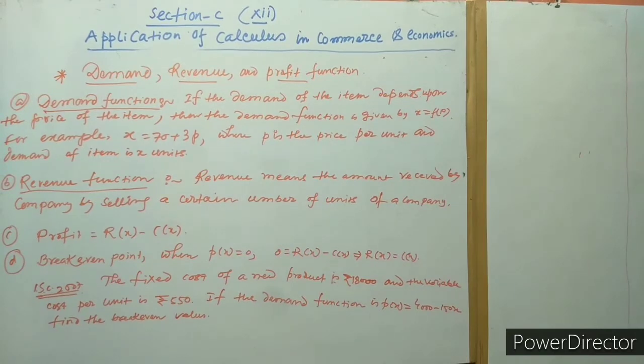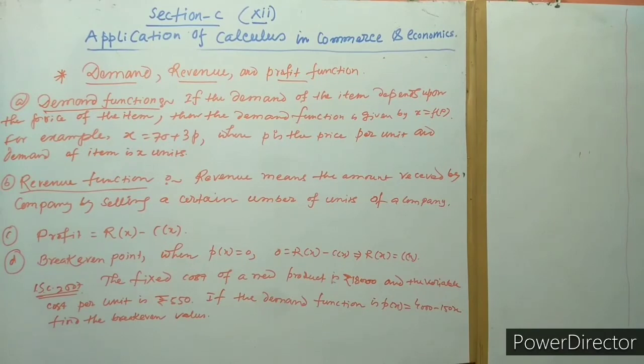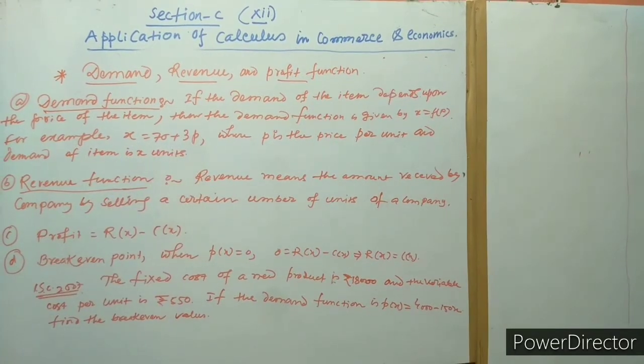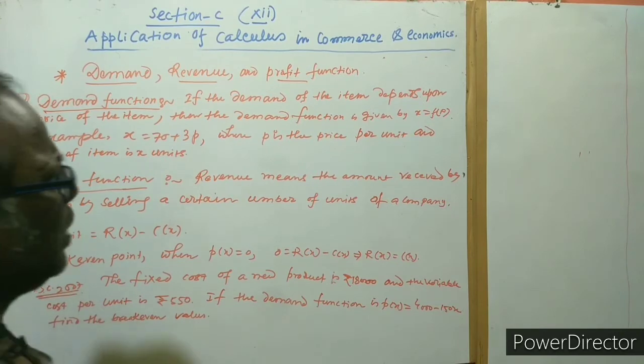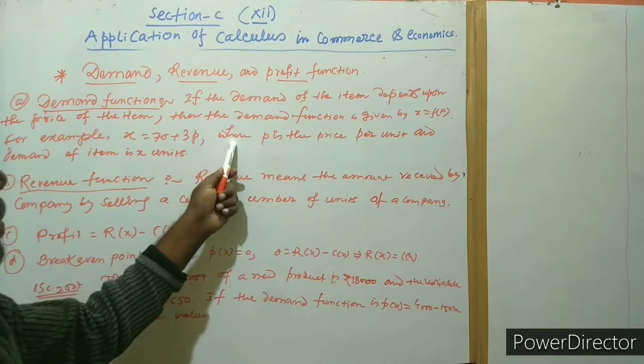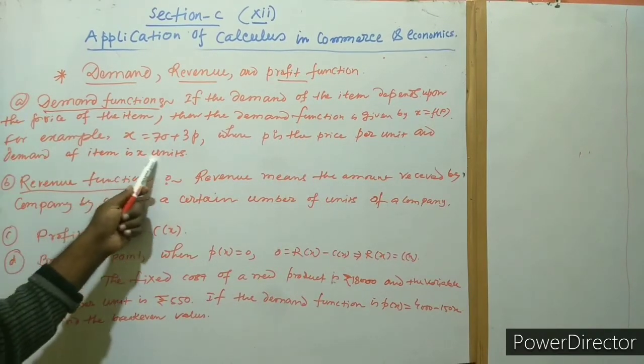So the definition of the demand function is that the demand of an item is dependent upon the price of the item. Actually, we can assume a selling price. So this equation, x equal to 70 plus 3p, is called the demand equation, where x is the number of items and p is the per unit selling price, the price per unit, and the demand of the item is x units.